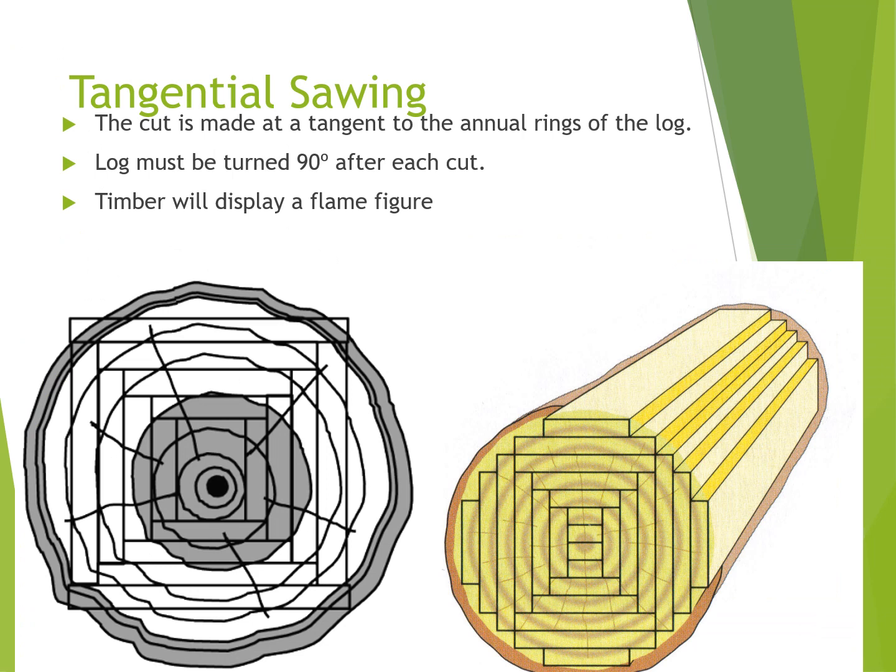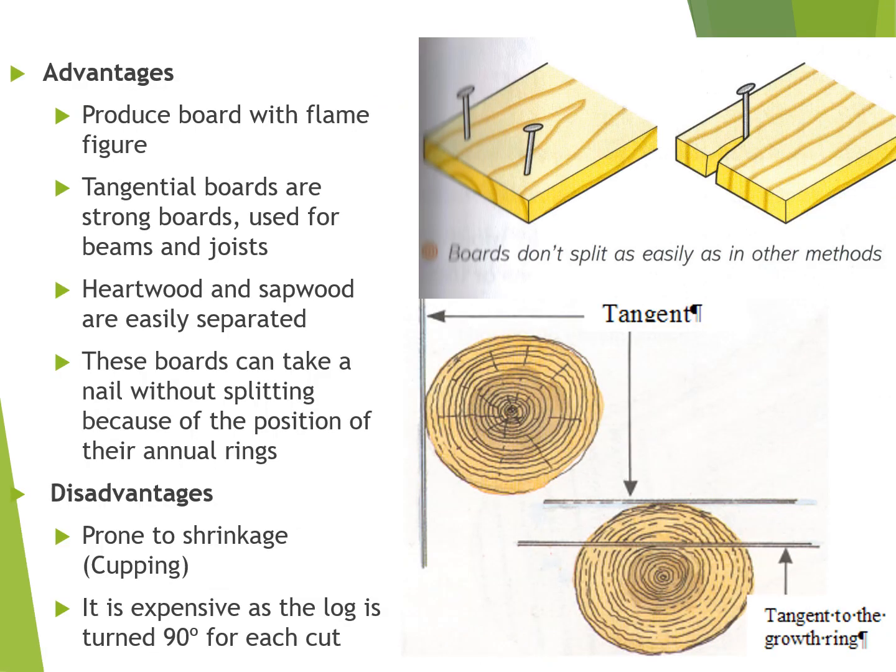Tangential sawing. The cut is made at a tangent to the annual rings, like you see there in the drawing on the left hand side of this slide. The log must be turned after each cut, which can be slow and time consuming. Timber will display a flame grain, which again adds value to the wood. The advantages: it produces a board with flame figure. Tangential boards are strong boards used for beams and joists in construction, which adds value.